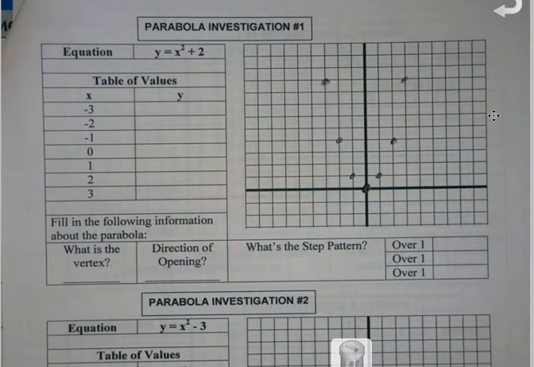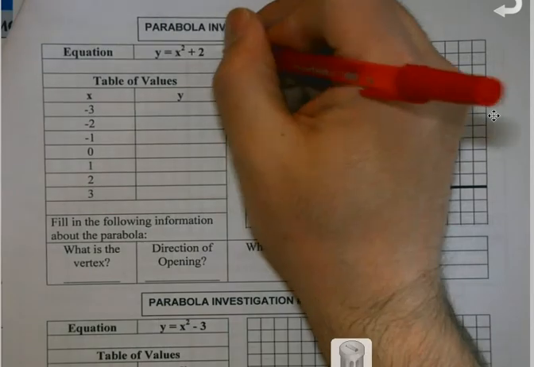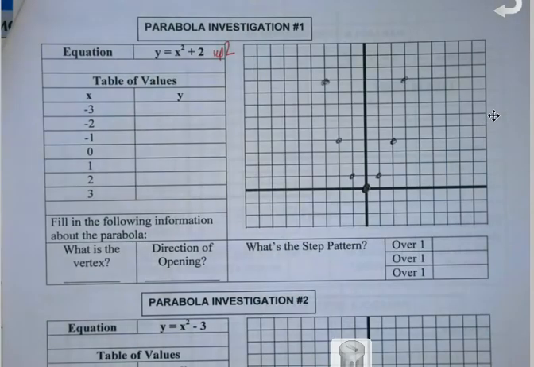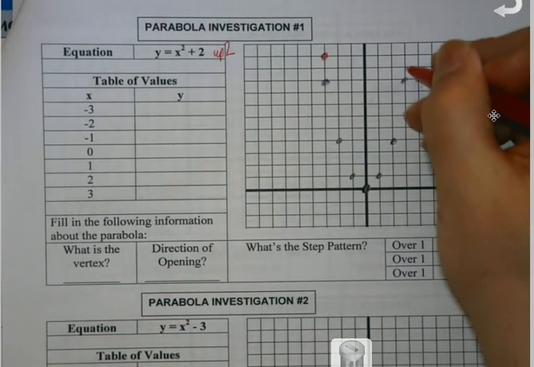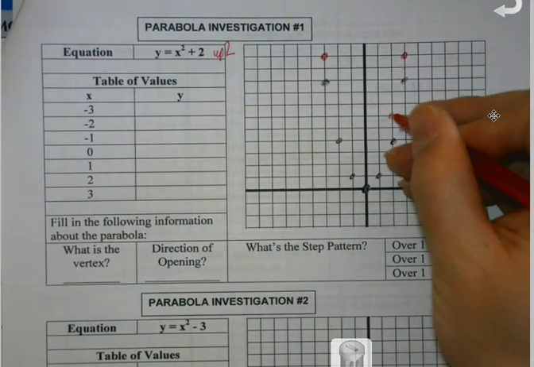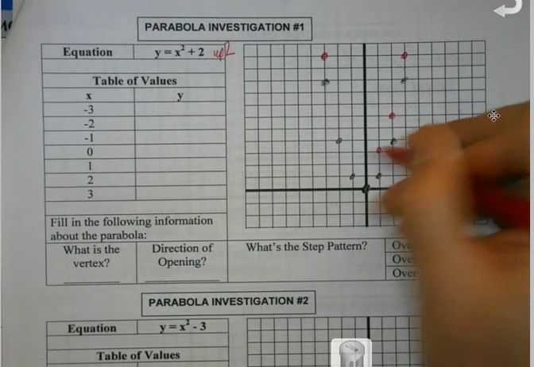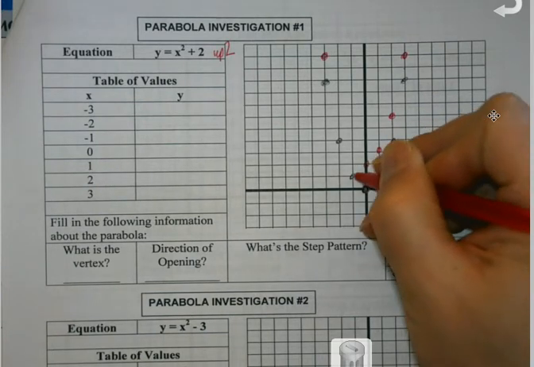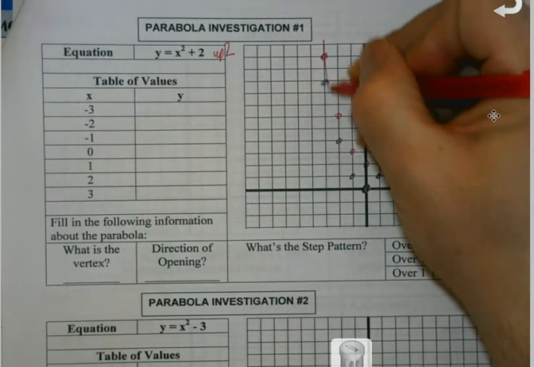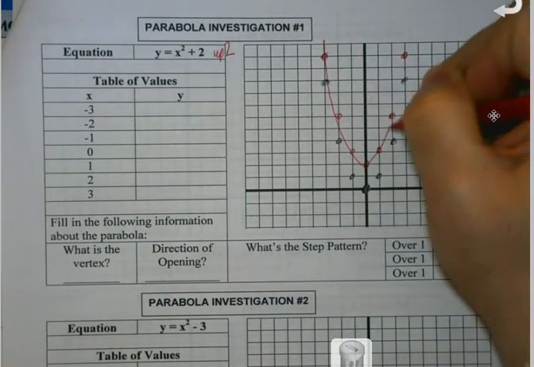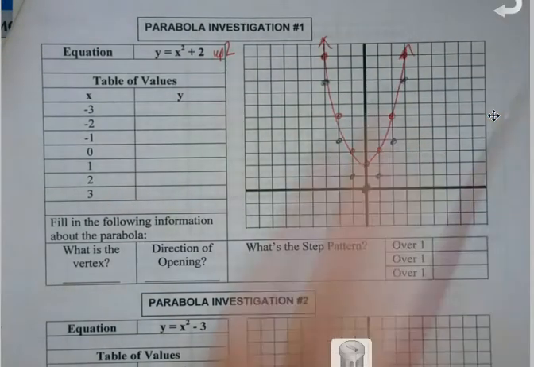Up. Right, there's no parentheses, so that's going to be my up or down. So it's going to be up 2. So I just take all these dots, I go, okay, up 2, up 2, up 2, up 2, up 2, up 2, up 2. Connect my new dots together, and I've got the answer.